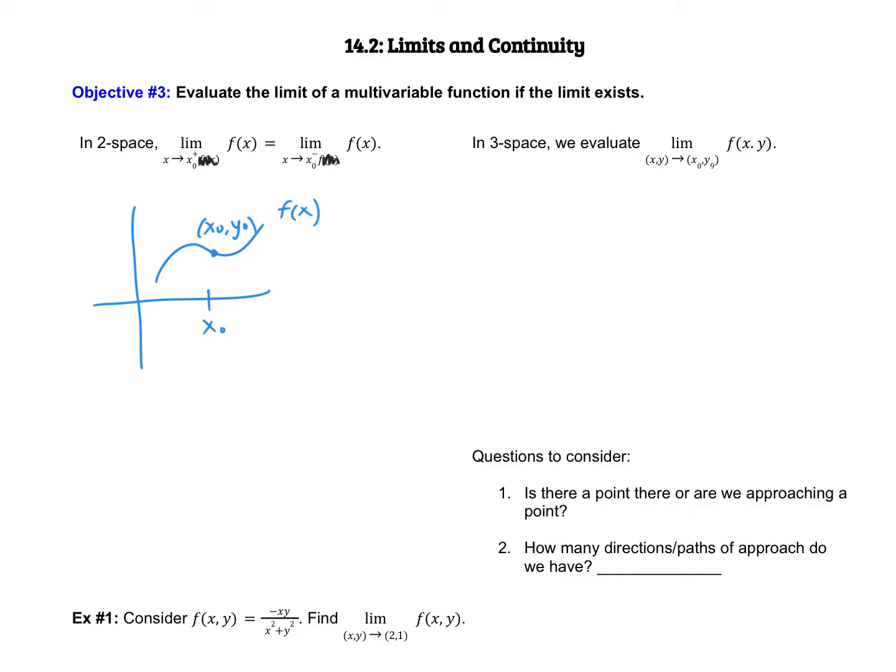Now, remember though, there could be a hole here. There could be a hole here, and the limit is still going to exist if we're approaching from the left and from the right the same value. So that is a limit in two-space.